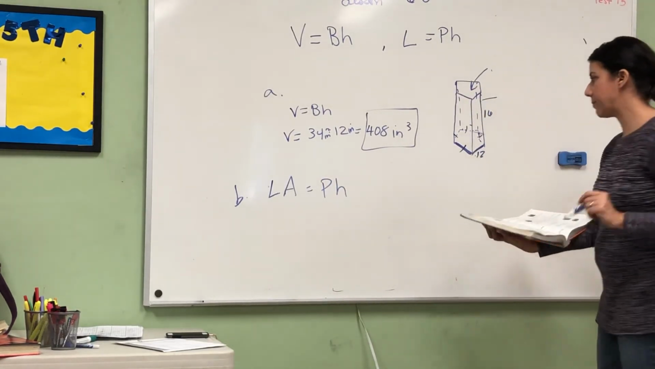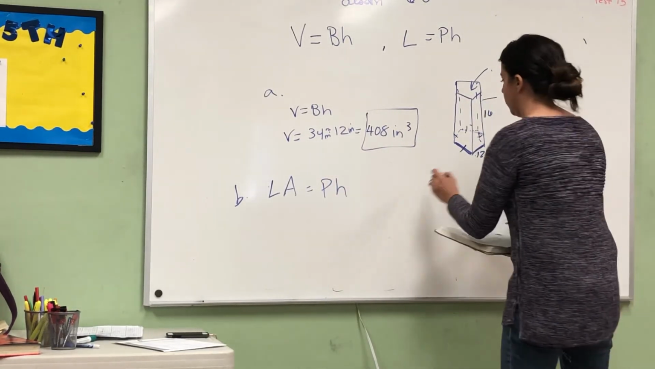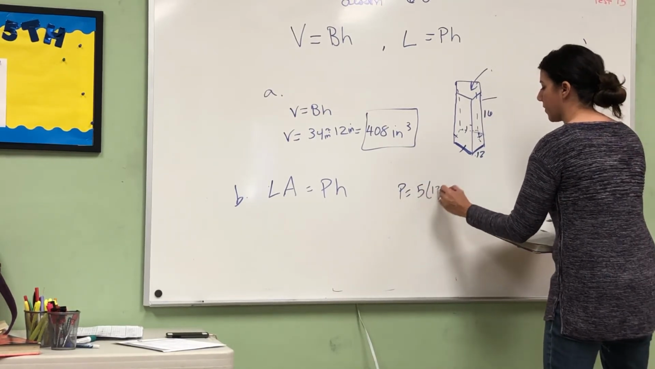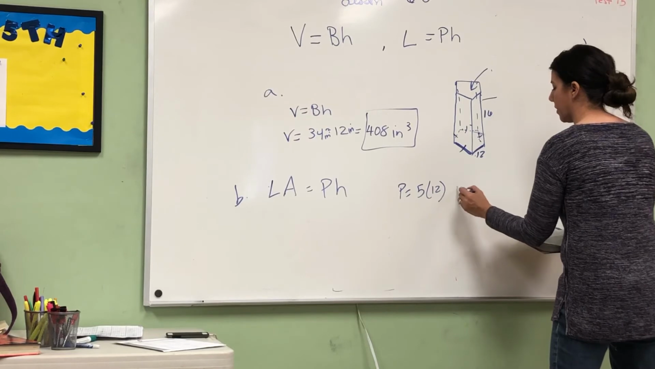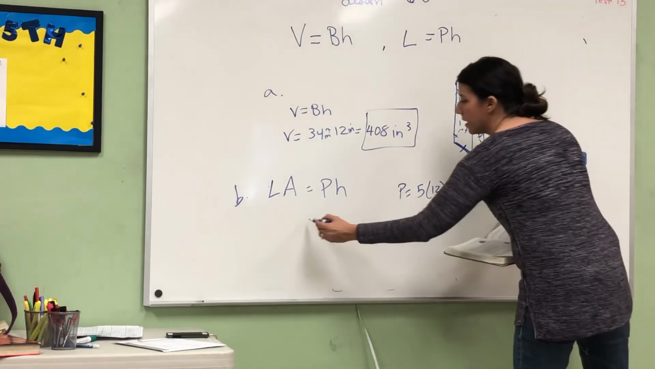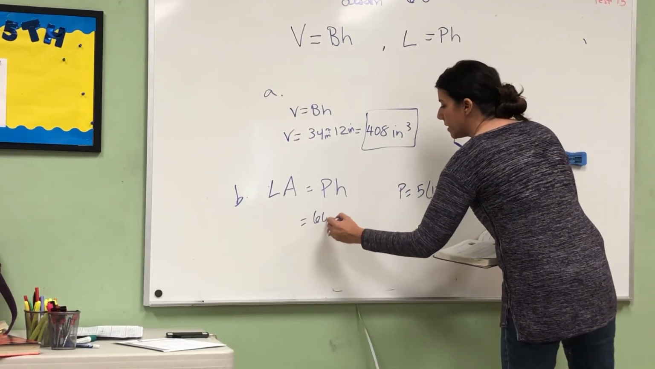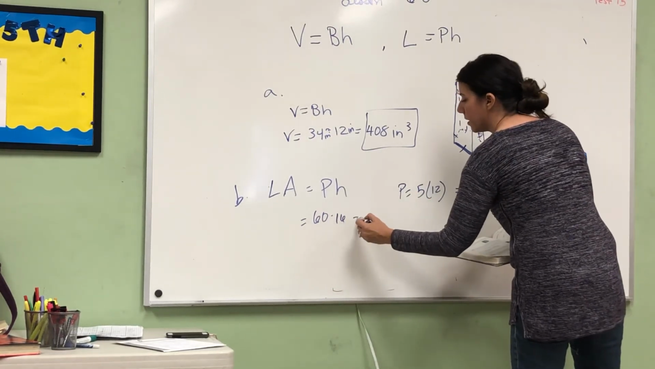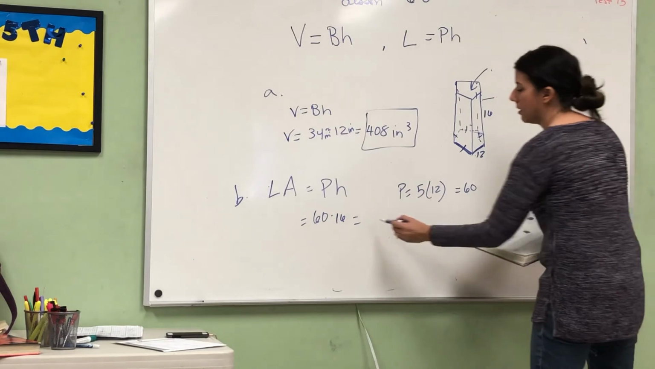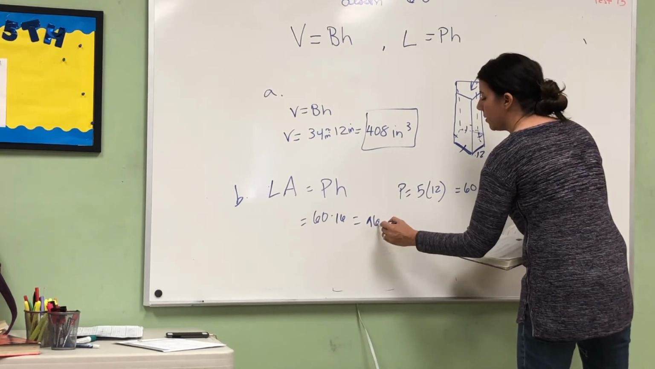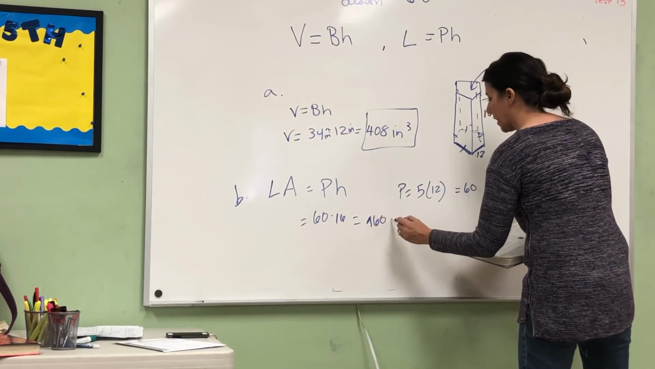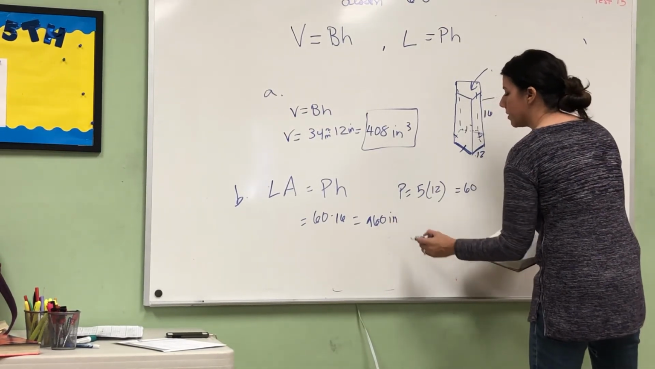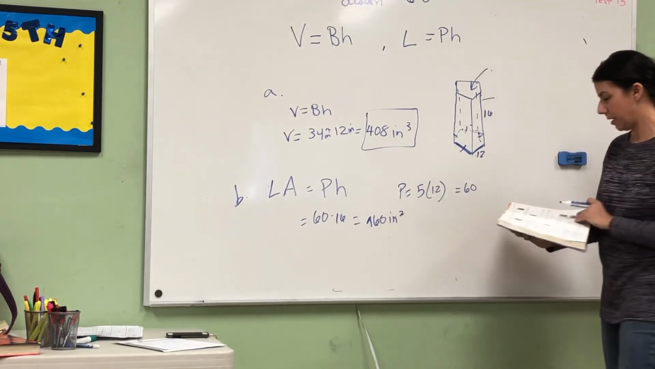What's the perimeter of this base? P equals 5 times 12, because we have 5 sides in a pentagon, which is 60. So we get 60 times the height, 16. And what is that? 960. Thank you, Talia. And again, do we have inches squared or cubed? Squared. Yep, because we're talking about area, not volume.